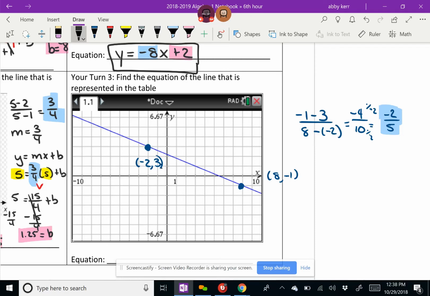So you can always verify you did your slope right by going down 2, then 1, 2, 3, 4, 5. There's an ordered pair. And then keep going, and you'll get to the next ordered pair. So I'm going to choose 8, comma -1. So my y value was -1 equals -2/5 times 8 plus b. Now -2/5 times 8 will get you -16/5.